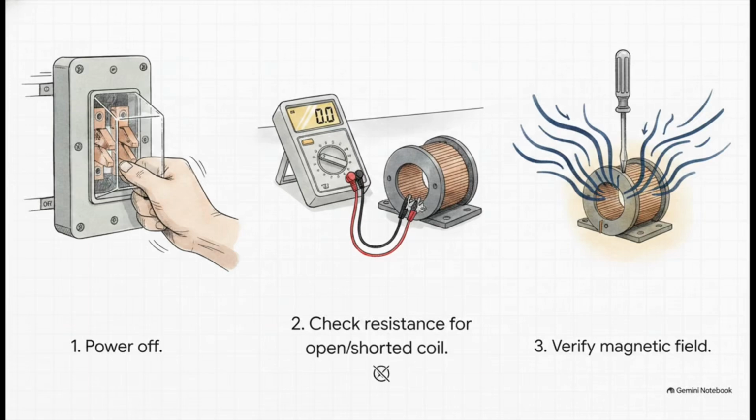Now, if the correct voltage is arriving, we transition down to the micro level, coil health. And it is absolutely critical here that you turn the power off. With the power safely removed, you check the coil's electrical resistance with your meter to identify if the internal windings have failed open or shorted out. Once you know the resistance is good, you can power it back on and use a magnetic tool to verify a magnetic field is actually being produced by that energized coil.